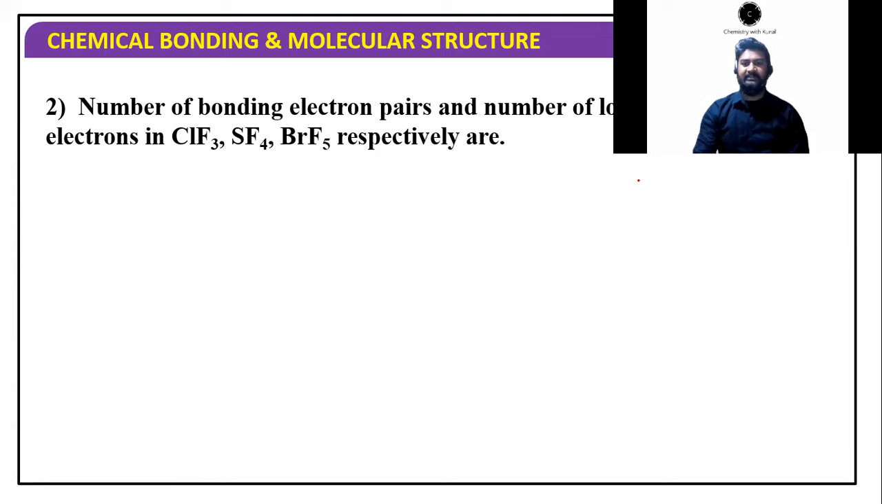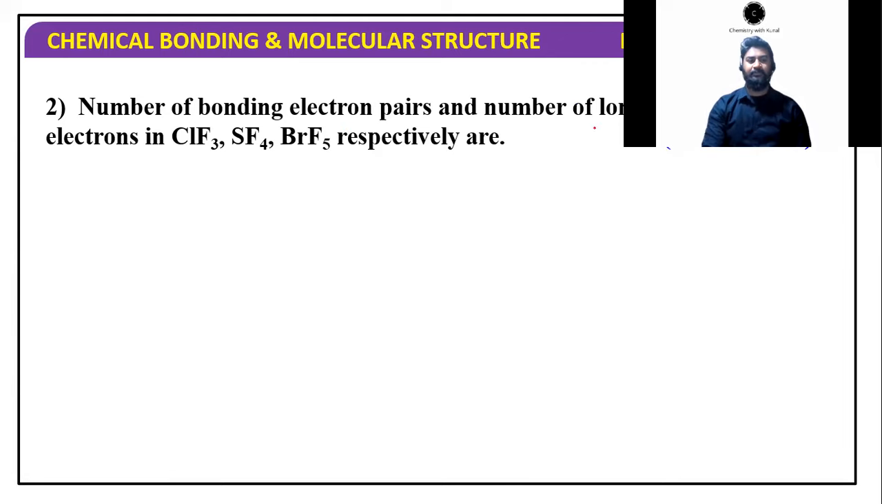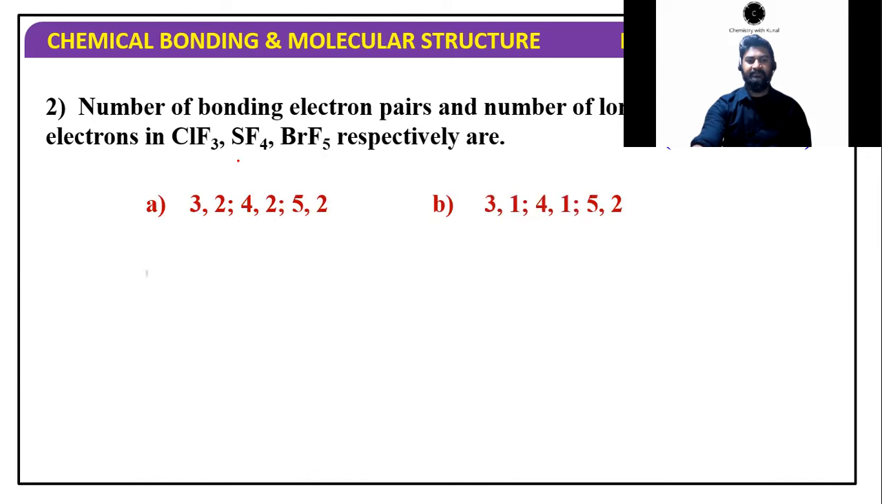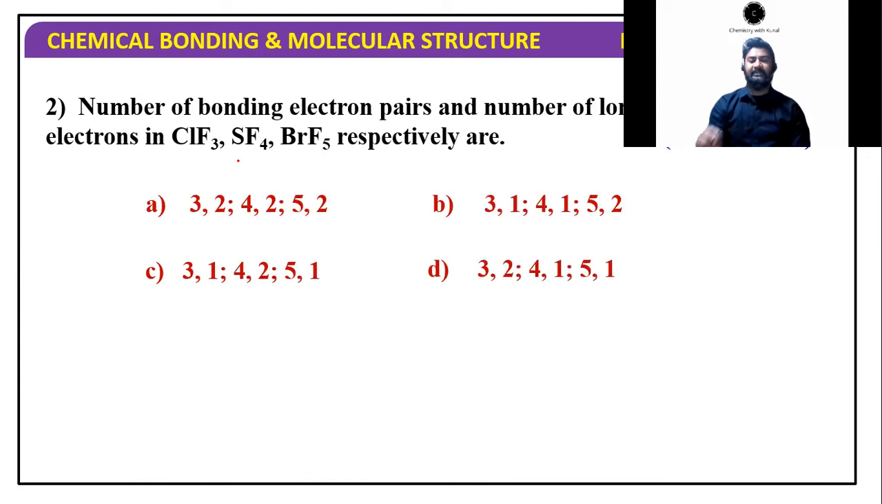Next question that they're asking is this one. See, they're asking what is the number of bonding electron pairs and lone pairs in ClF3, SF4, BrF5. These are the options we have. Again, pause the video. Take a minute's time. Please do it. Okay, so I hope you would have tried. Let's see how the solution works.